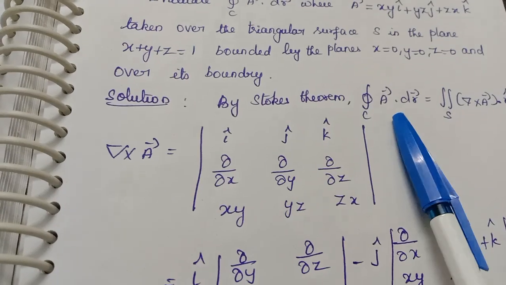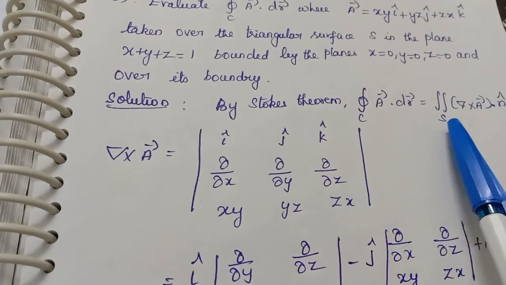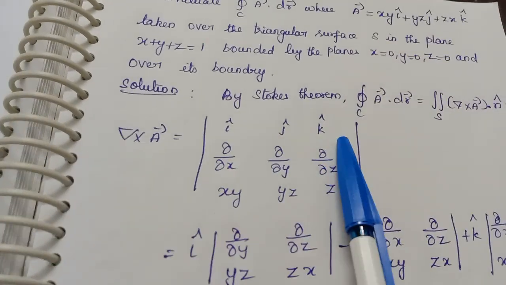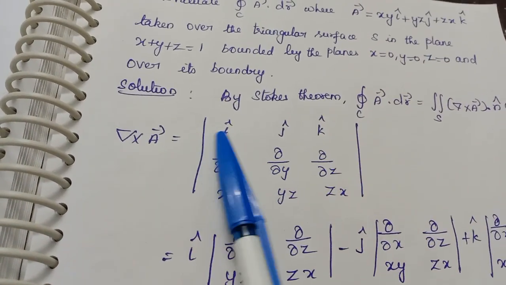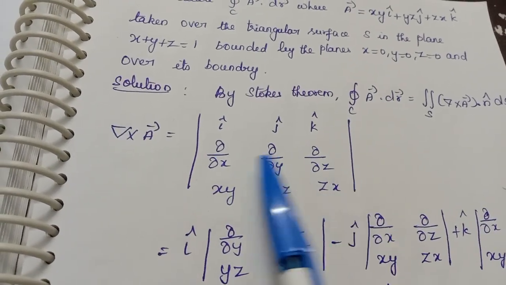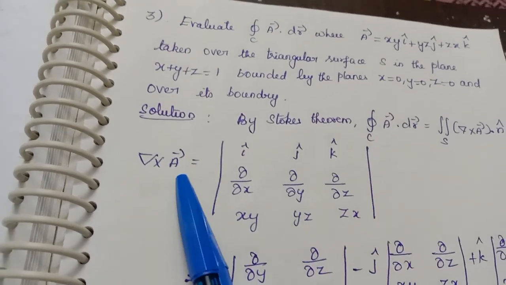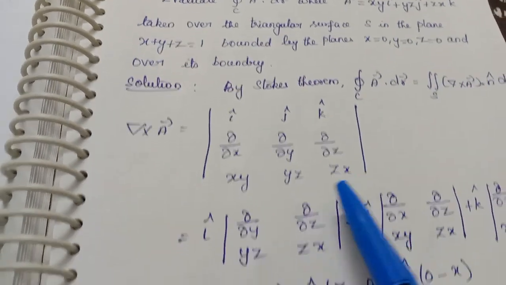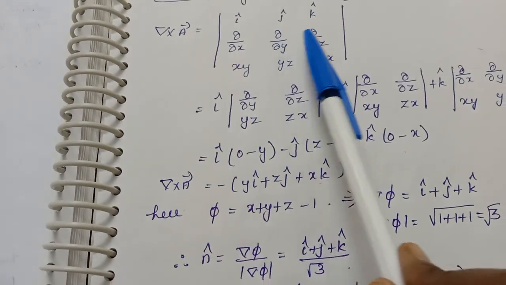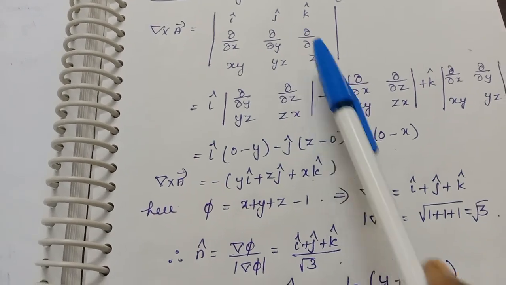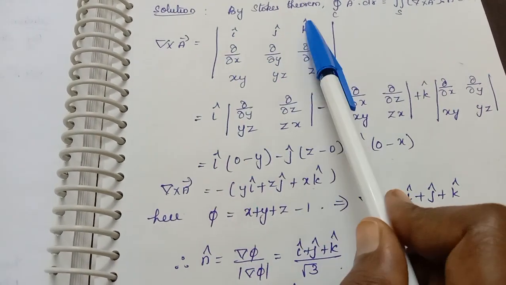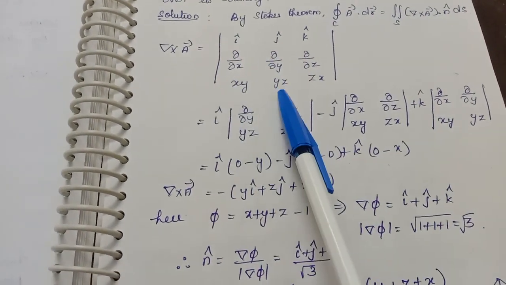So we are going to use Stokes theorem. Integral over C of A dot dr equals del cross A dot n cap ds. So del cross A equals the determinant with first row unit vectors i j k, second row del by del x, del by del y, del by del z, and next row the components of A: xy, yz and zx. Expanding, i cap into del by del y, del by del z of yz, zx, minus j cap into del by del x, del by del z of xy, zx, plus k cap into del by del x, del by del y of xy, yz.